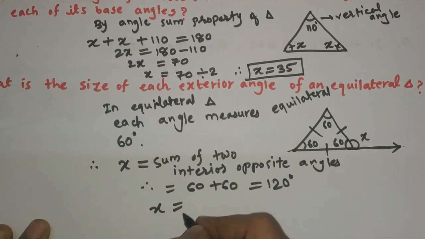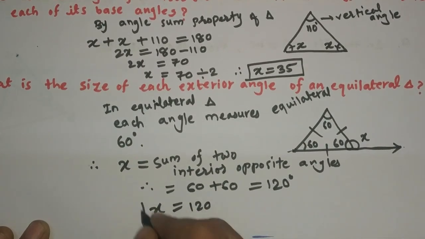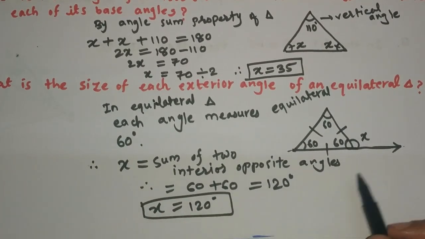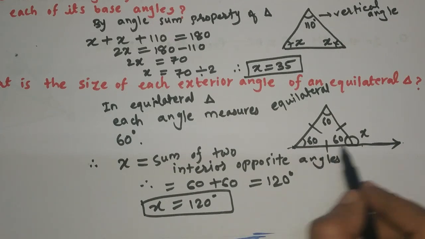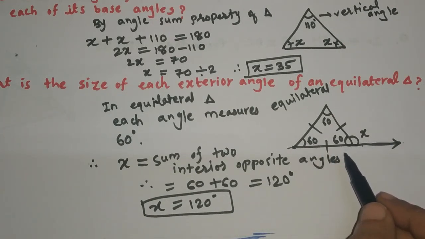So friends, x is equal to what? 120 degrees. Again, you can go for the linear pair also. This is 60. So its linear pair is going to be 120. Then it will make 180 degrees.